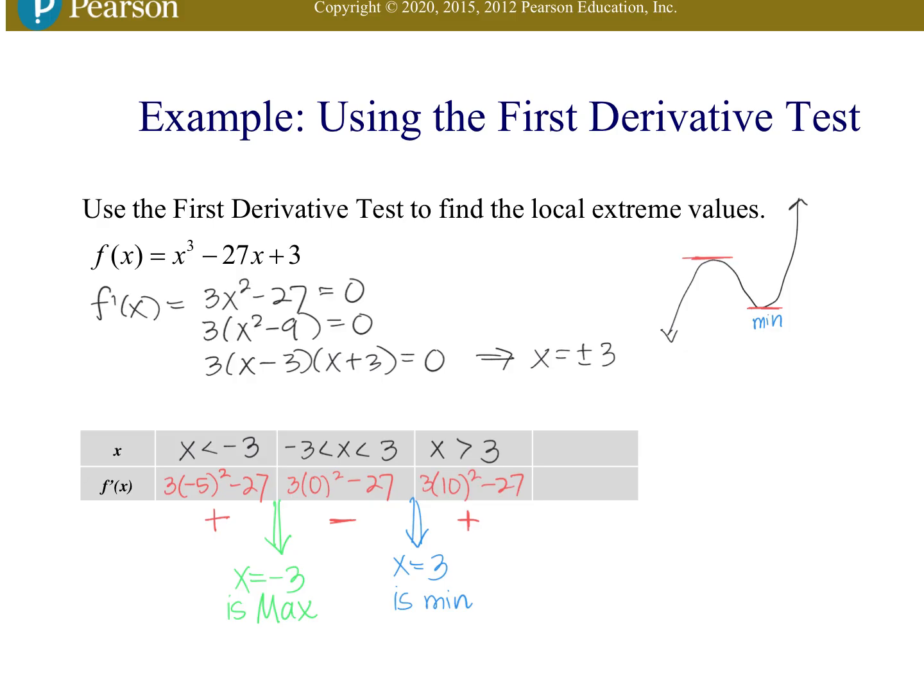So if this was a question on the quiz, you could just say it's a min. A min, okay, a is better than the, unless you're asked to find the absolute.